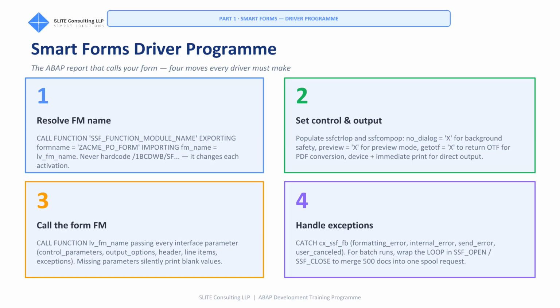Step 5 for batch. Wrap the loop with SSF_OPEN before and SSF_CLOSE after so all output goes into one combined spool request. Always set no_dialog X in batch. Without it, the print dialog pops up and the background job hangs indefinitely.